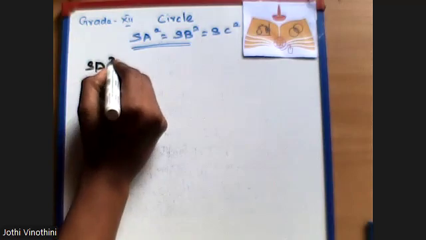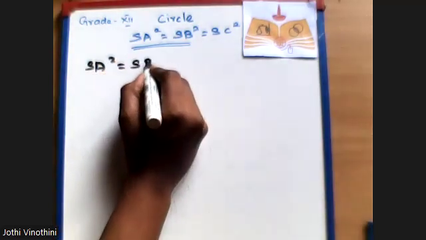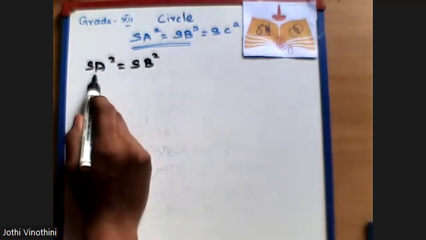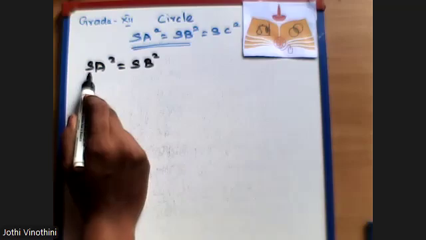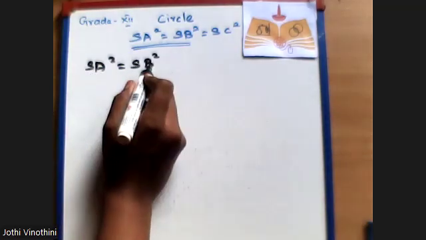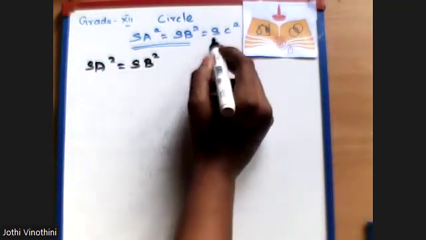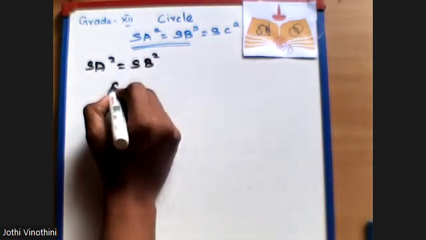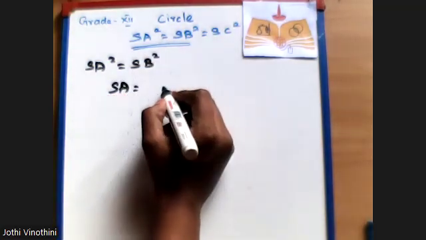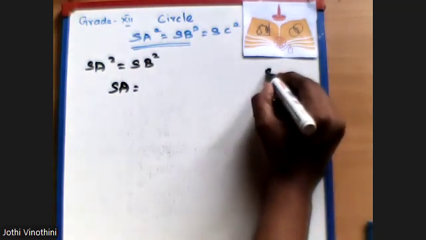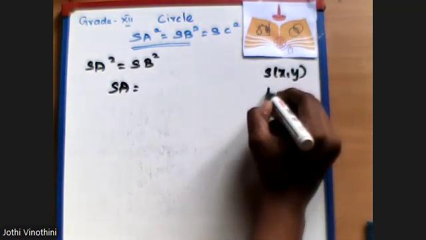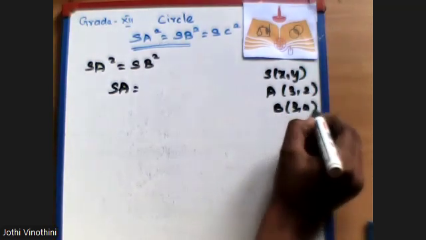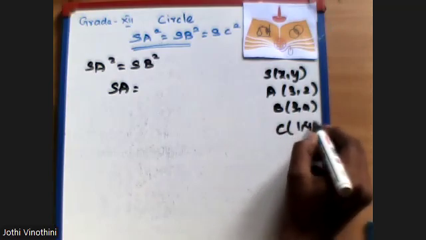SA squared equals SB squared. Now we are going to take this. What is SA? SA is the distance between point A and S. Before solving this, we have to find SA squared, SB squared, and SC squared. We are going to find these three. SA equals, I'm going to write SA, SB and SC for my reference purpose.